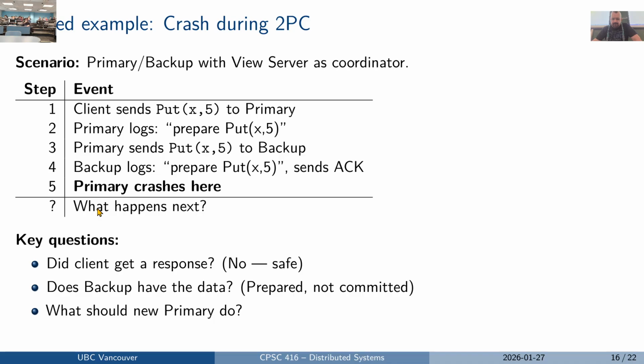The key question here is going to be, did the client get a response? And if the client didn't get a response, then it doesn't matter what we do. Either returning the old value or the new value will be correct. If the backup does have the data, in other words, it put a prepare in there, but it hadn't actually committed that yet, then the question becomes, what should that new primary do? Because the backup has just turned into the primary. Now, in fact, as long as the client didn't receive the old answer, the backup can send either the old answer or the new answer, and it's correct. Because either of those would have been potential outcomes.